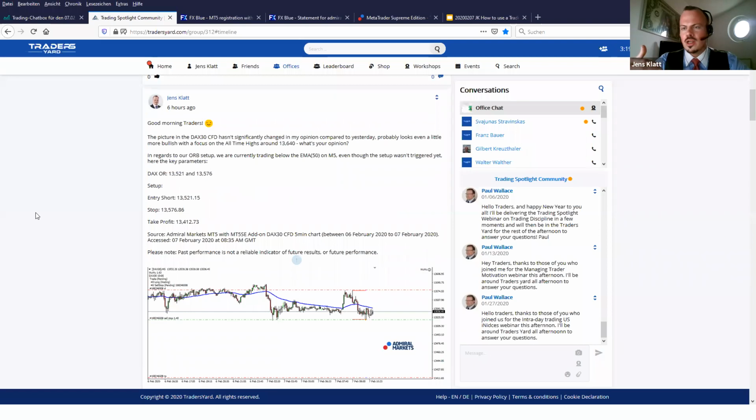It's like in the morning, I have a DAX setup. There's the details, the key parameters. In the afternoon, it's an S&P 500 setup. There we go. Here are the key parameters. So these are the data, the key parameters for today's trade. It was a short trade.